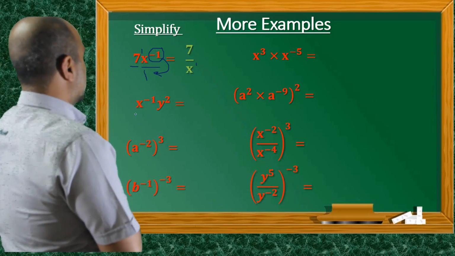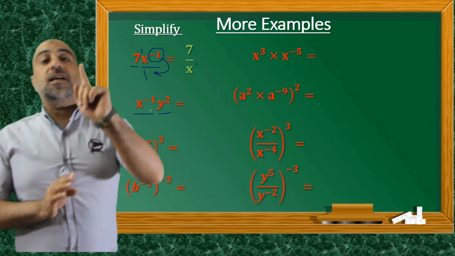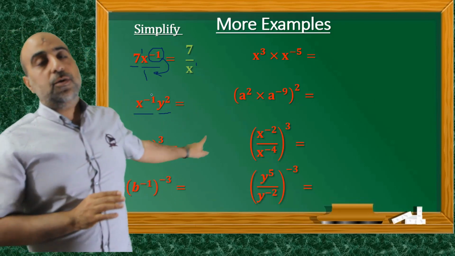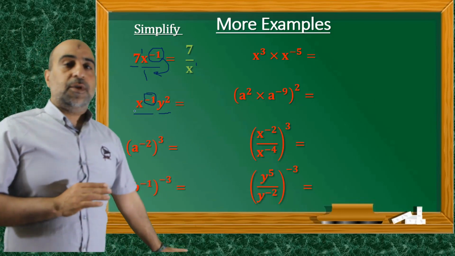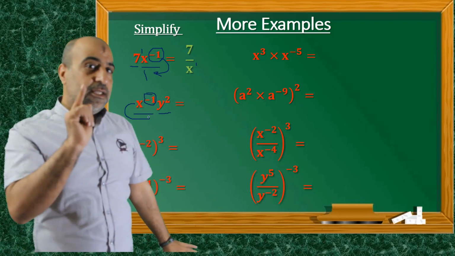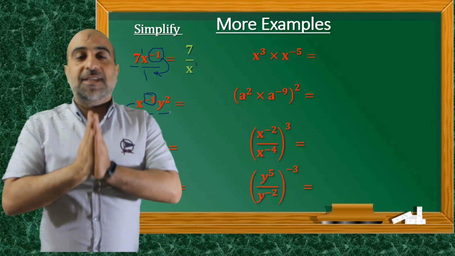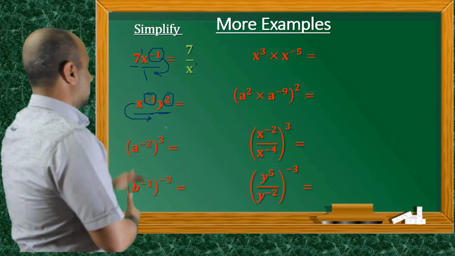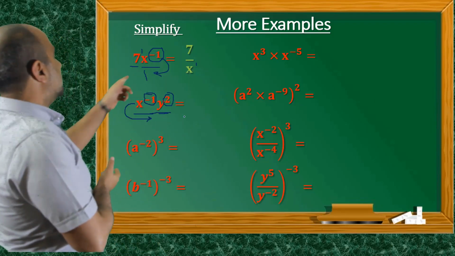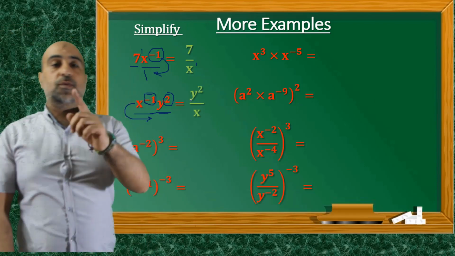Now, the second example. x to the power of negative 1, y to the power of 2. Please concentrate. The negative power is for the variable x. Then it will be in the denominator to get rid of the negative. But y, its power is positive. Then it won't be changed. It will be in the numerator, no change. Then the result will be y to the power of 2 in the numerator and x in the denominator because 1 is not written.